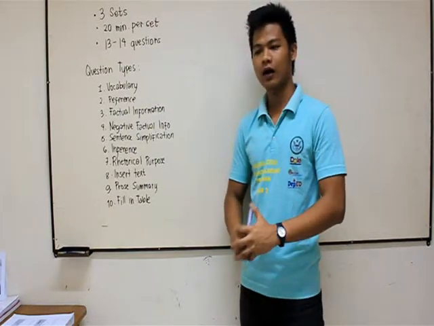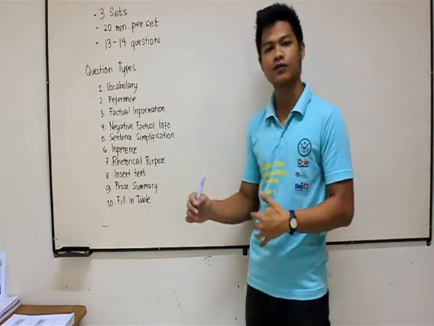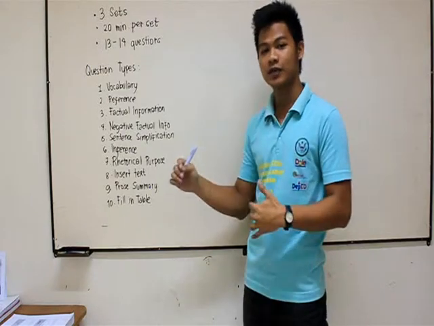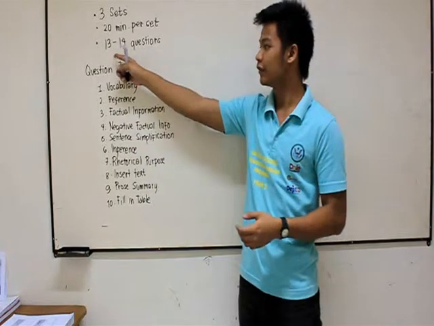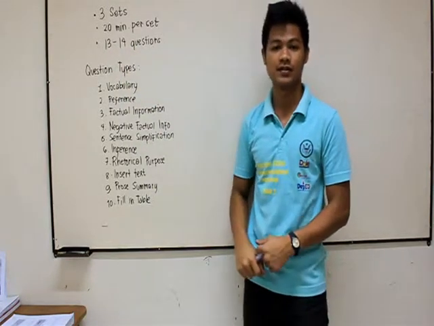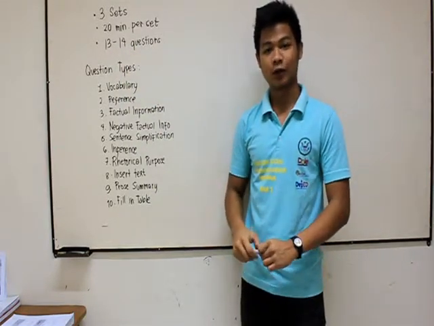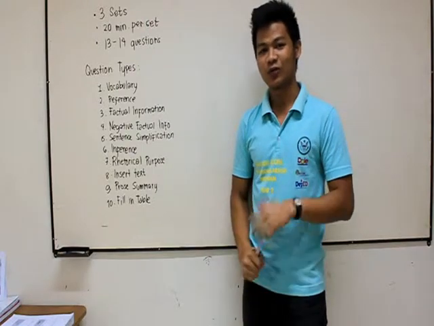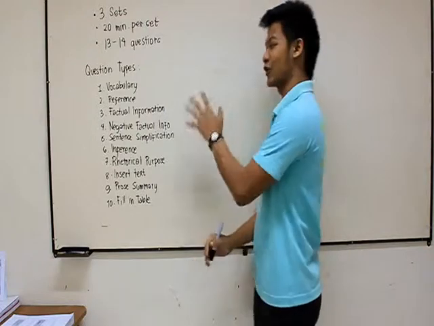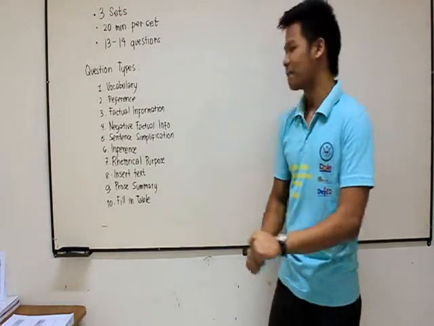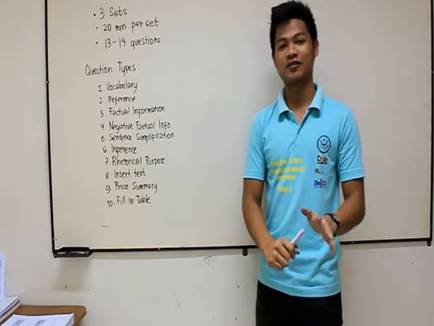Okay, so let's talk about what's in the reading passages. After you read these passages, you'll be asked questions. Normally, you'll be given 13 to 14 questions per passage. Now, talking about questions, in TOEFL reading there are question types. Let's go to the question types.